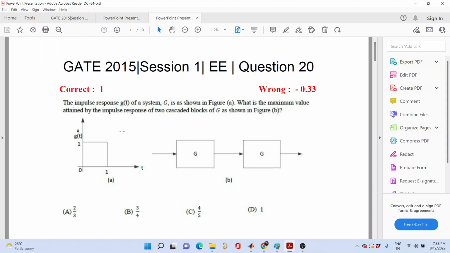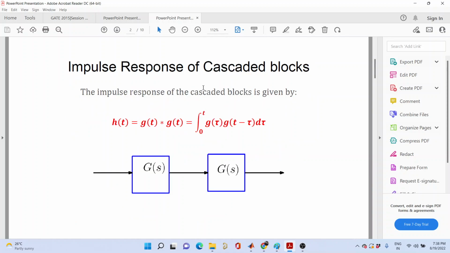So you need to know how to do graphical convolution. I would first present a very step by step way of doing a graphical convolution. I would ask you to write down this expression, okay? The impulse response is equal to the convolution of g(t) and g(t), which is defined as the integral from 0 to t of g(tau) g(t minus tau) d tau. You note down this expression. This is very important because then you would understand what I am doing in the next steps, okay?